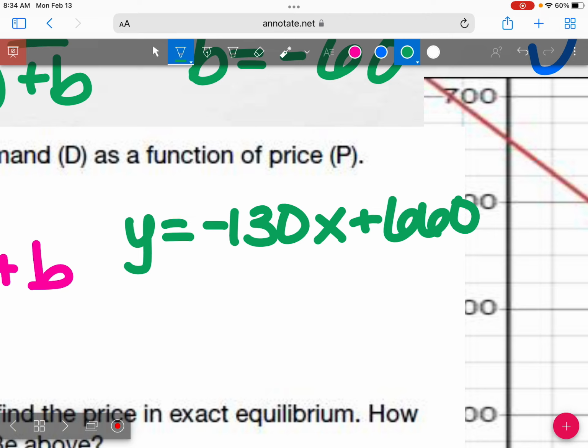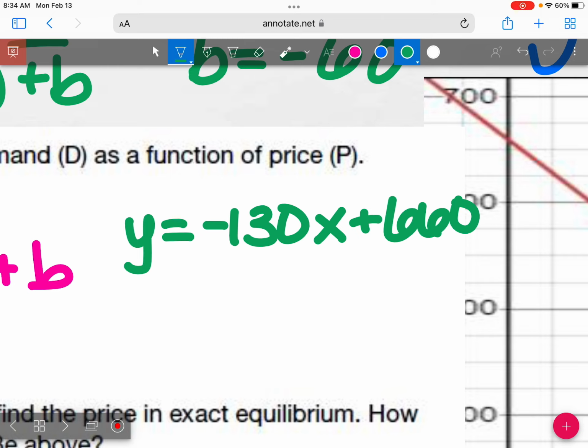So knowing both of these equations now, we want to solve the system of supply and demand equations to find the price in exact equilibrium. Remembering what you guys talked about on Friday, where is equilibrium when looking at our graphs? Do you guys remember? When they intersect, yeah? And what did you guys guess or approximate on Friday?